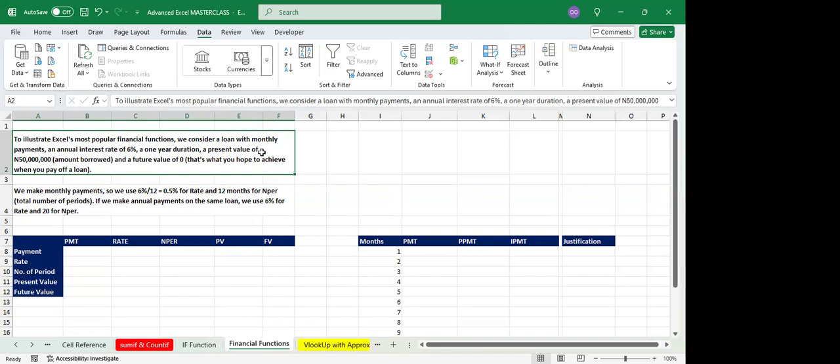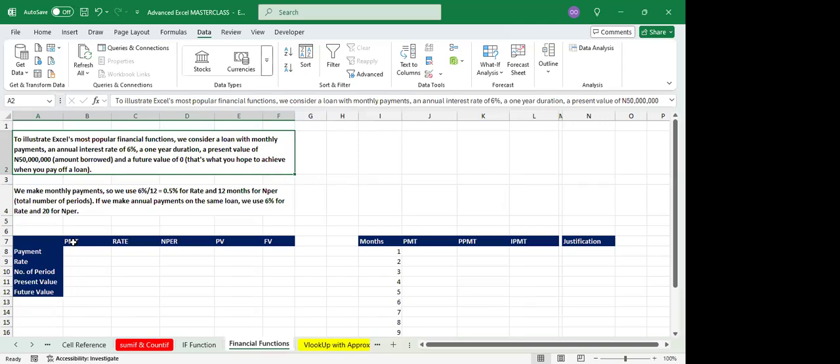You may not want to bother yourself doing the mathematics, but there's an Excel function that will help you get it. So we have the payments, which is what you'll be paying every month. That's what we call PMT. And to calculate the payment, we're going to use the PMT function.